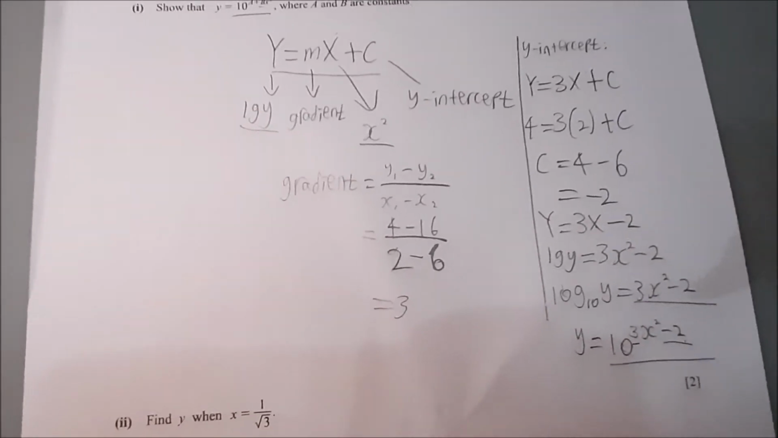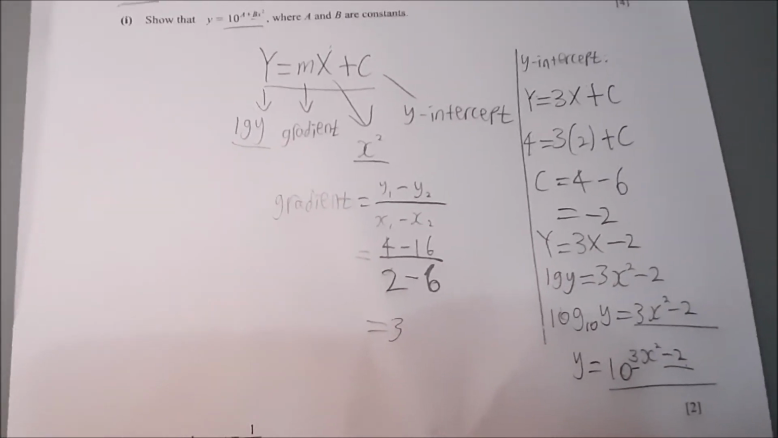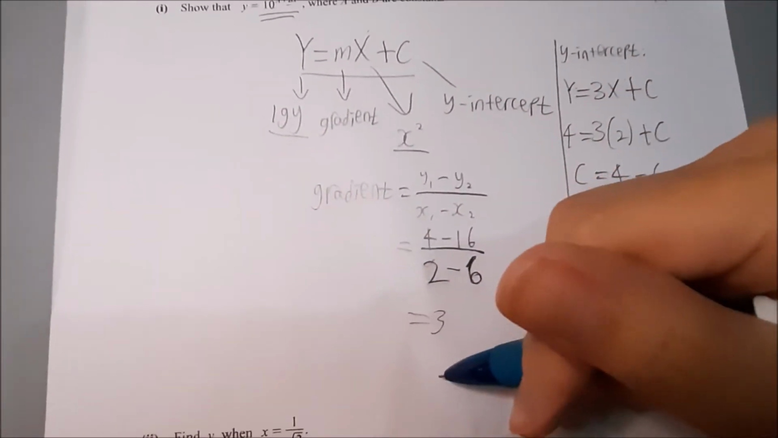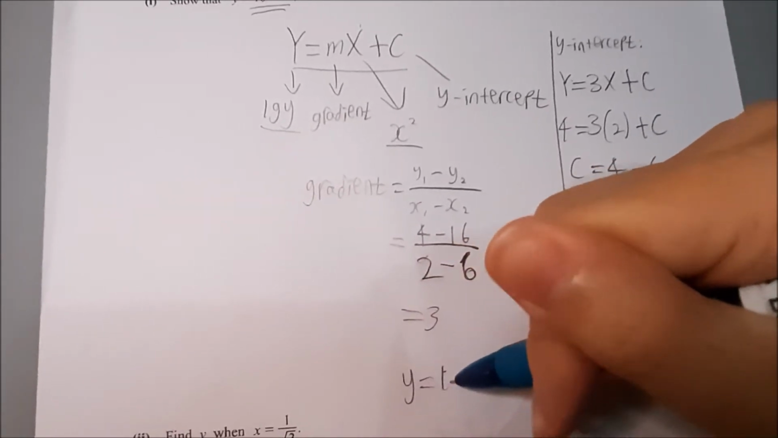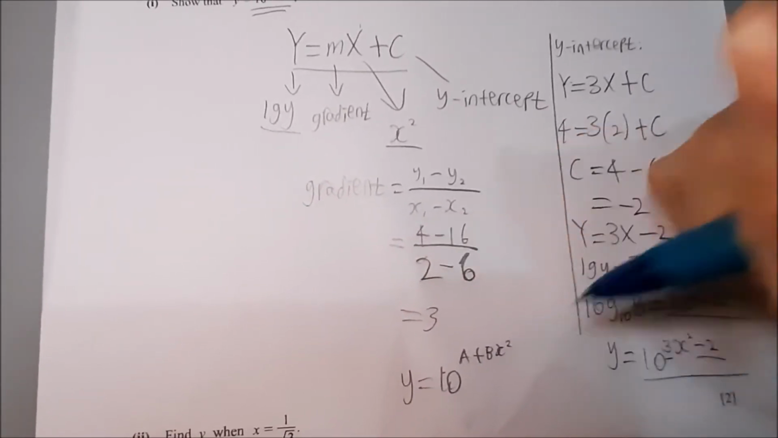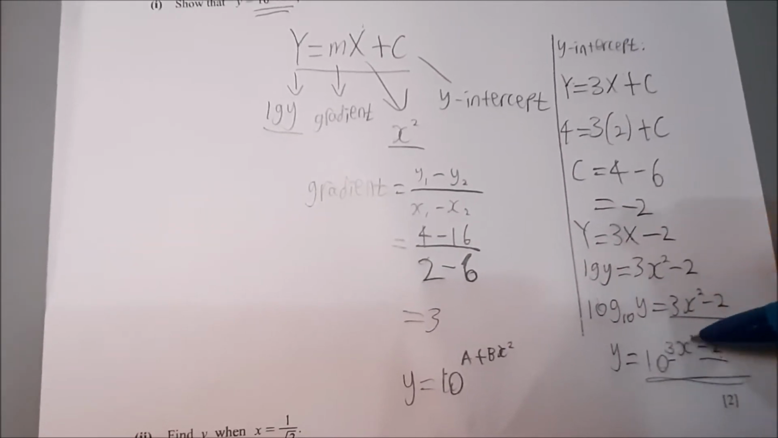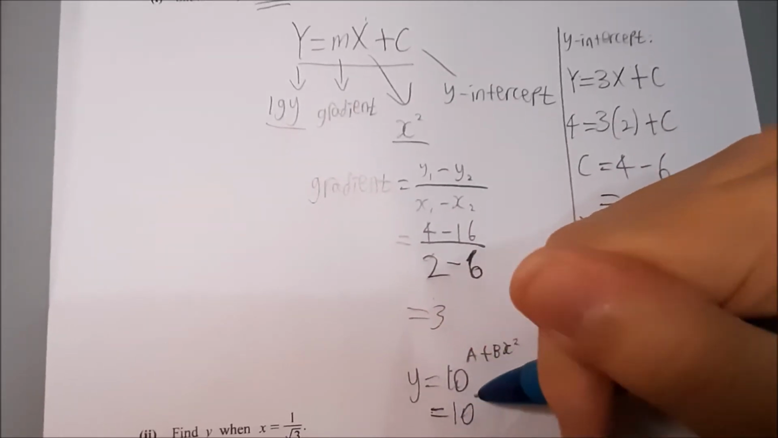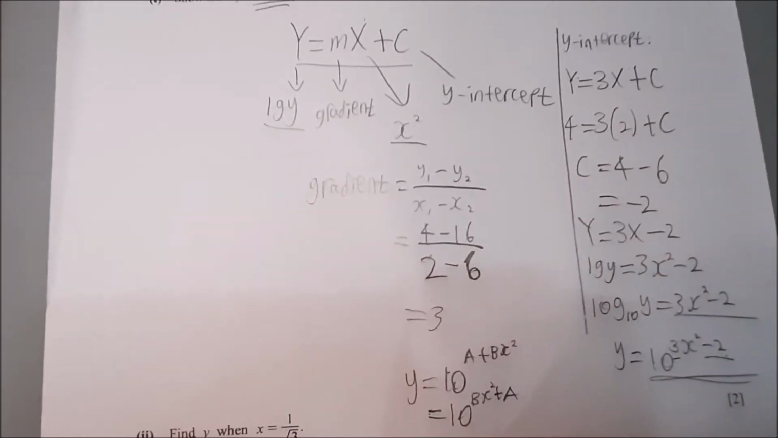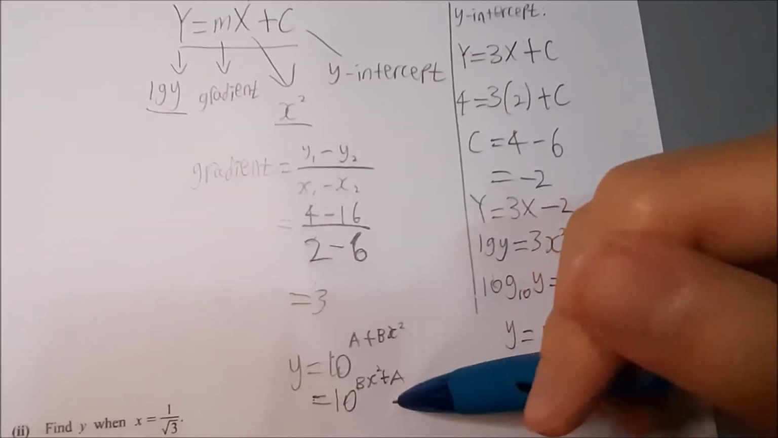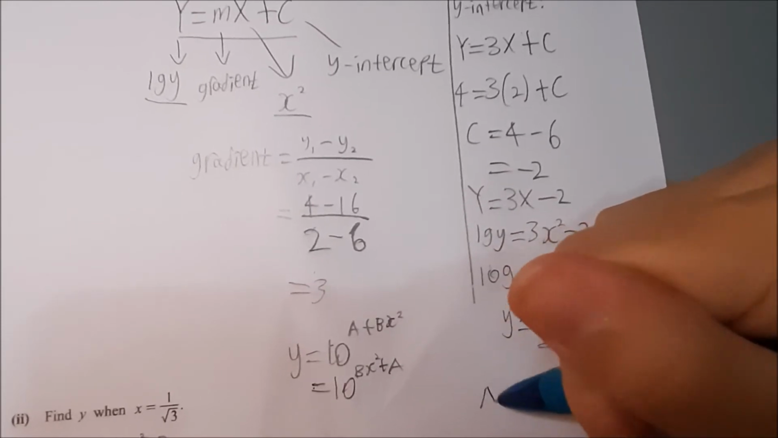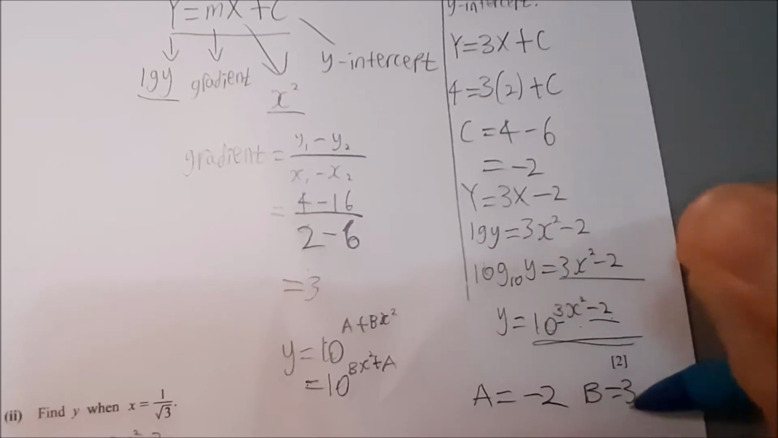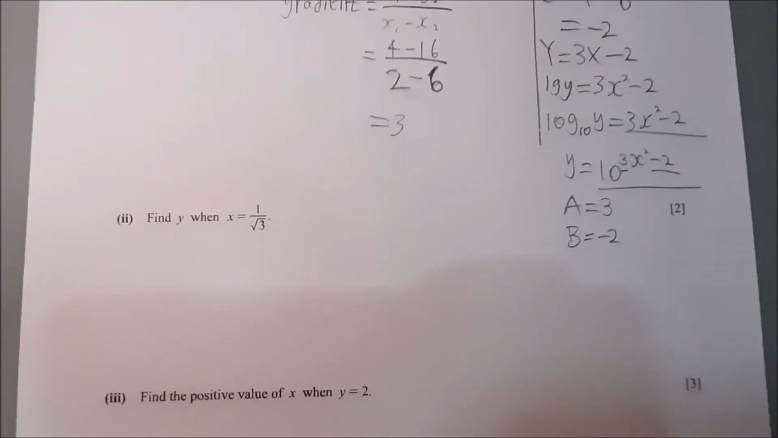So after you get this equation, you have to get your a and b values, which you can see in the question right here. The original equation is y equals 10 to the power of a plus bx squared. But right now here it is 10 to the power of 3x squared minus 2. So if you rewrite this equation, it becomes 10 to the power of bx squared plus a. So if you compare these two equations, your a value will be minus 2 and your b value will be 3.